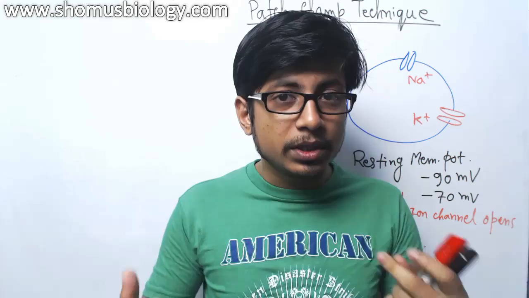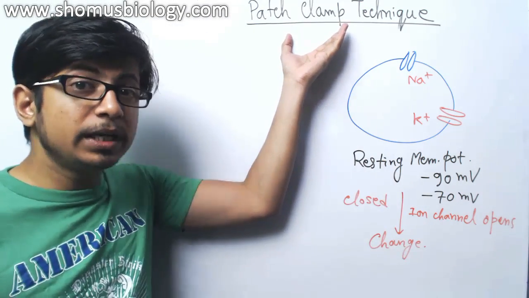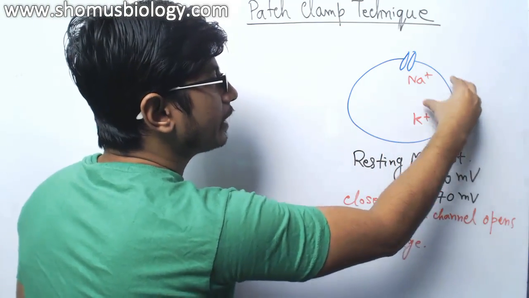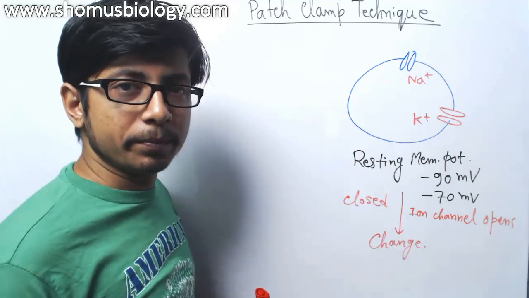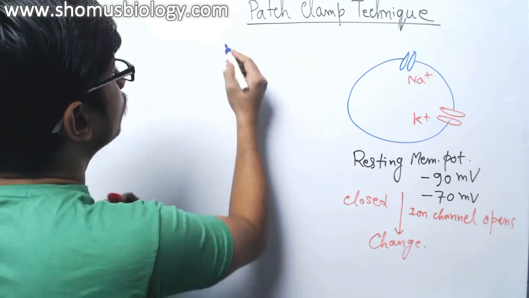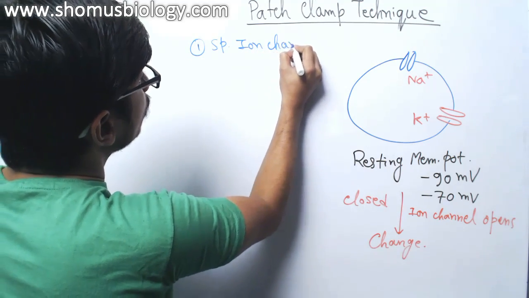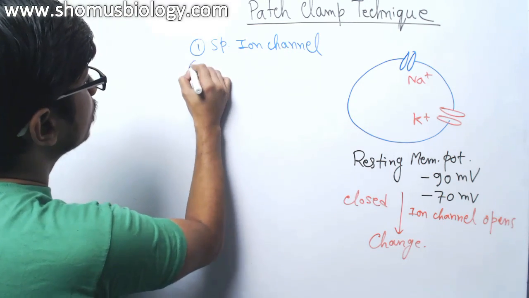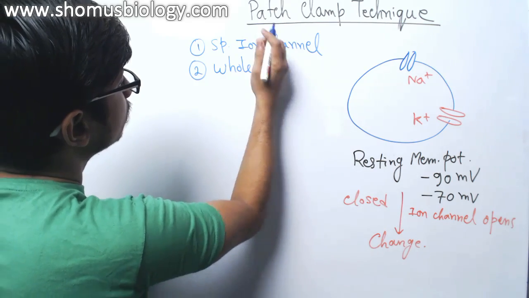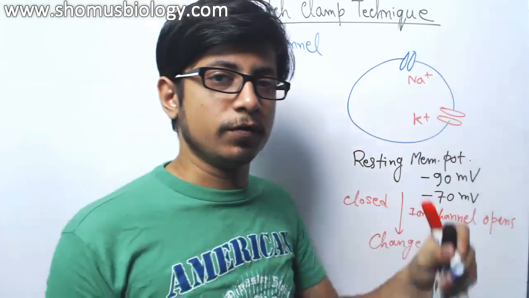work? To understand that, we utilize a technique called the patch clamp technique, which will give us an idea about the activity of a specific ion channel on the surface of a membrane. Remember that. It gives us an idea about the activity of either one specific ion channel, or we can also utilize patch clamp to get an idea about the whole cell, and how a whole cell will behave in response to this opening and closing of ion channels.